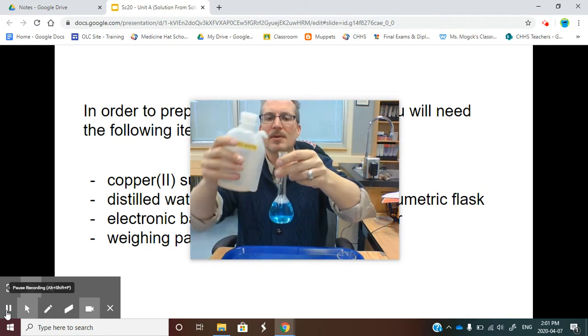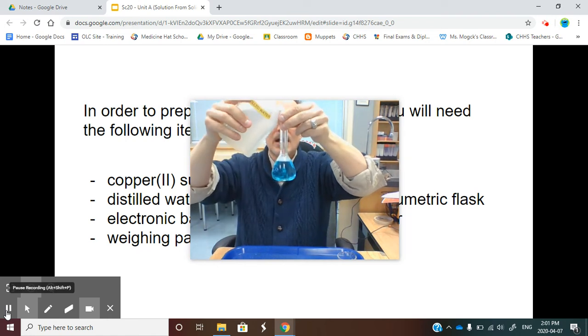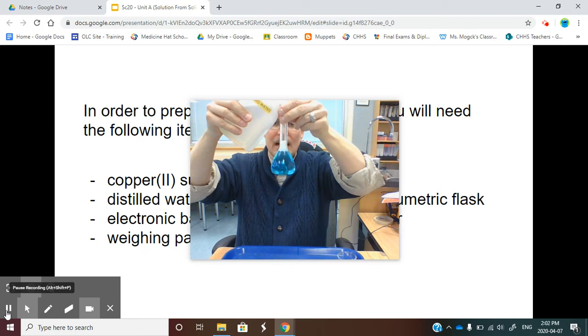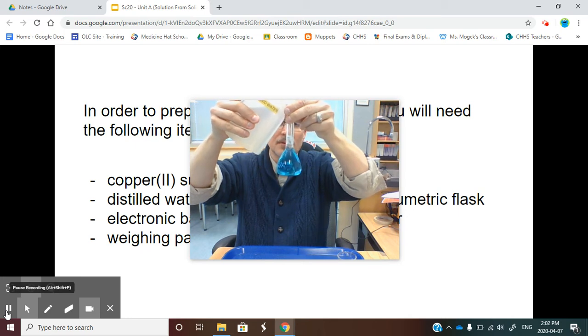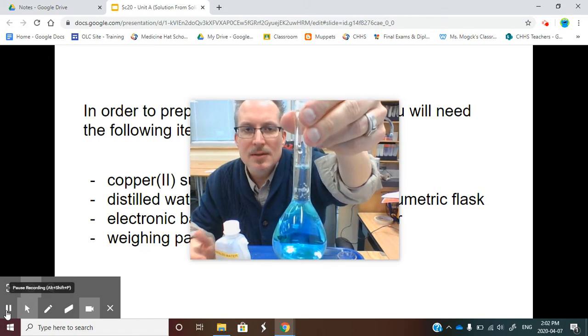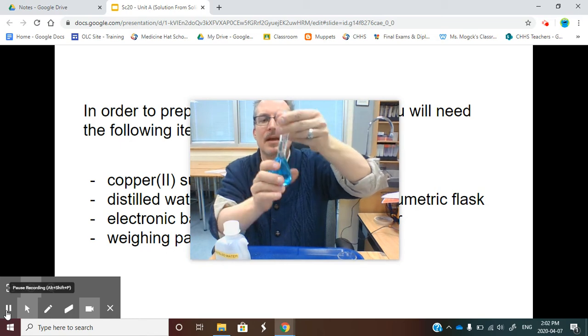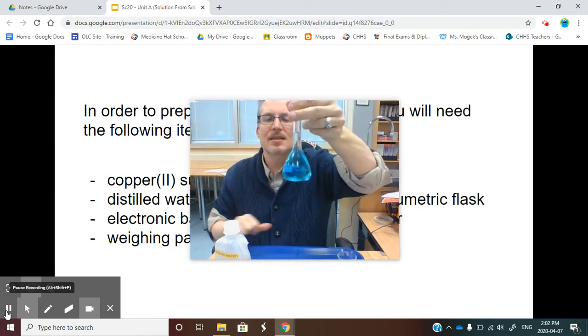Okay. And what I'm going to do is fill this up. Again, we want to fill it up to the line with my distilled water. Always want to do this at eye level. Let my bubbles subside. Now, we're not quite at the line yet. We're a little bit below. We want to knock out any bubbles that we have. And we can see that there's a few. So we've got to get them to the top.